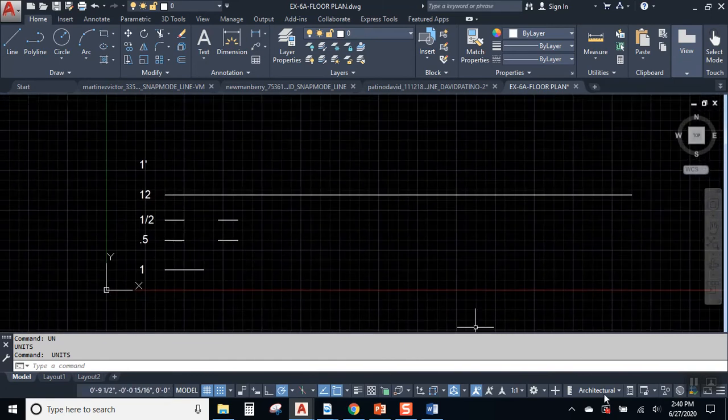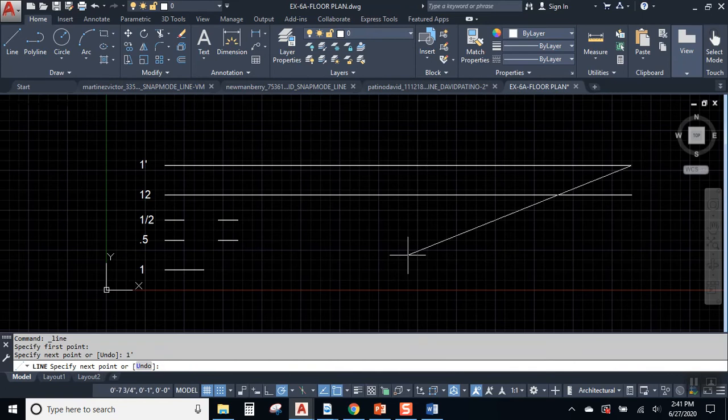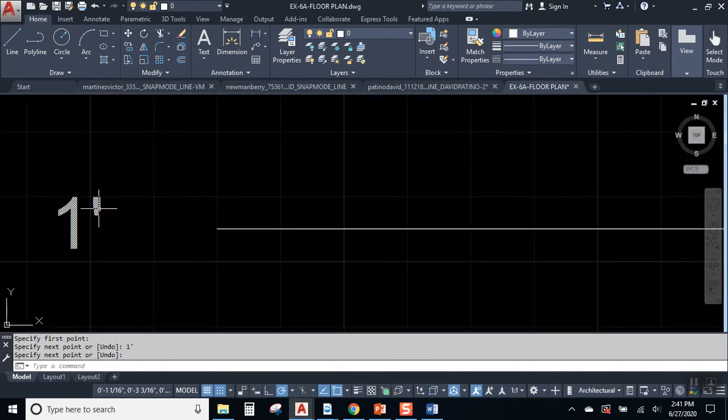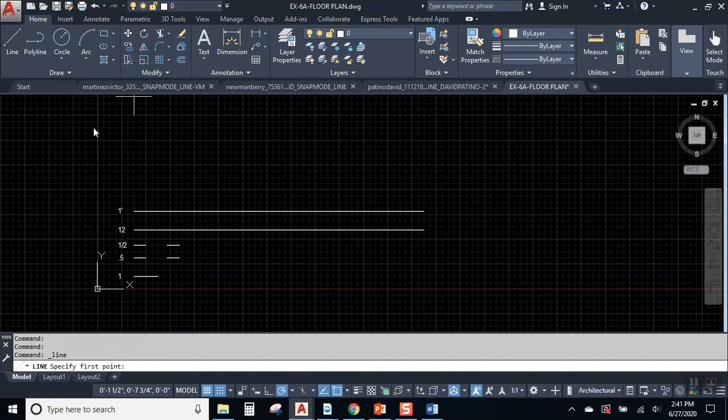So when you're in architectural units, you can actually do this. You can go to the place where you want to start drawing, and you can type in 1 foot with the foot mark, like I just did, and hit enter. And then all of a sudden, AutoCAD understands what that means. Okay, I want to draw something 2 feet long, same deal.